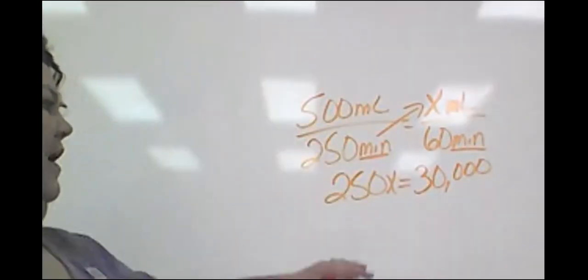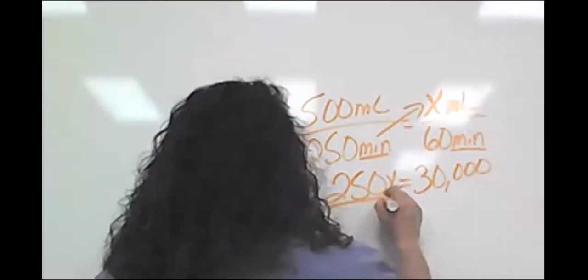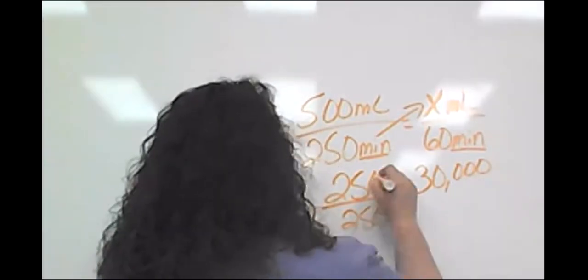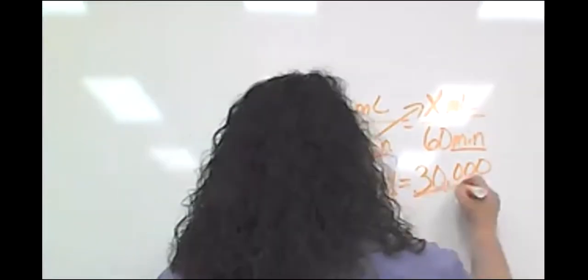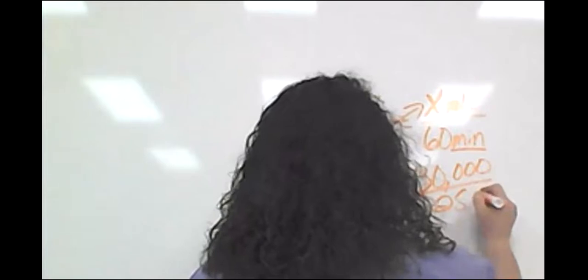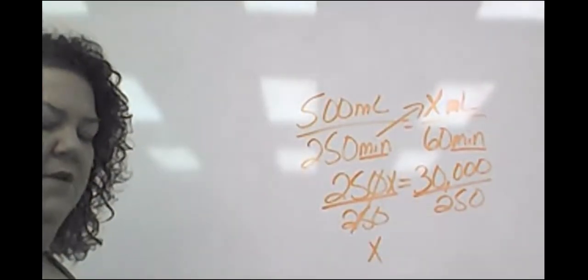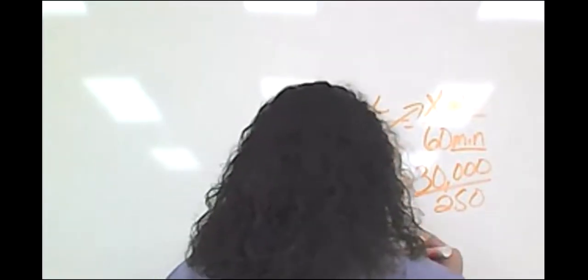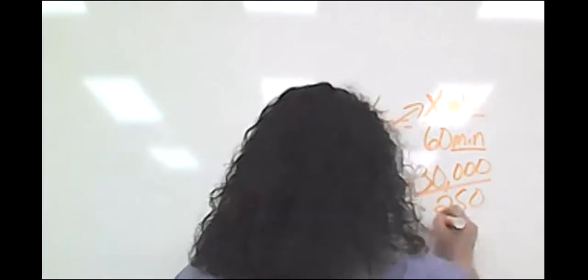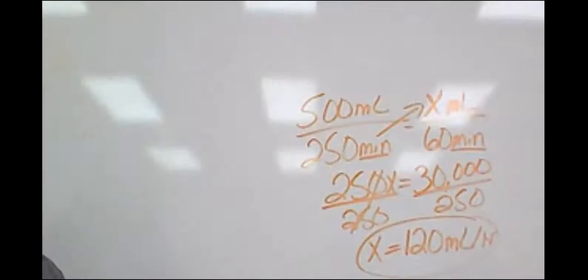My x is currently being multiplied by 250, so I need to divide by 250 to cancel this out. That leaves me with x. And what I did to one side of the equal sign, I must also do to the other side. So 30,000 divided by 250 comes to 120 mL per hour.